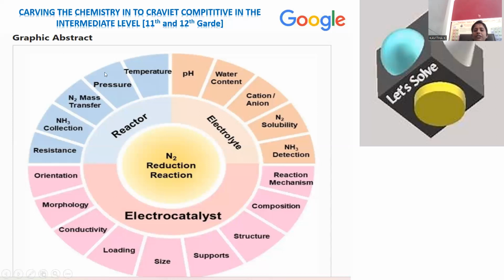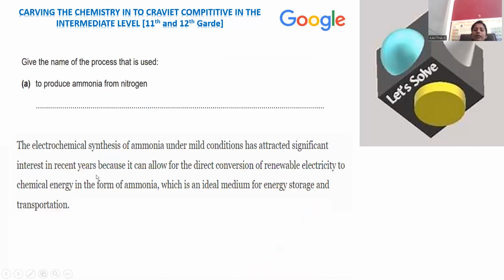Pressure, temperature, pH are said to be the reaction conditions. We need to maintain the optimum pressure. By carrying out the same reaction under different pressure conditions, the pressure at which the reaction is at its maximum extent is called its optimization. In a similar manner, we can screen for temperature and pH of the medium as well. This is the way these conditions are very essential in order to convert nitrogen into ammonia by means of the reduction process. And the process carried out is electrochemical synthesis, right? This is about question number A, to produce ammonia from nitrogen.